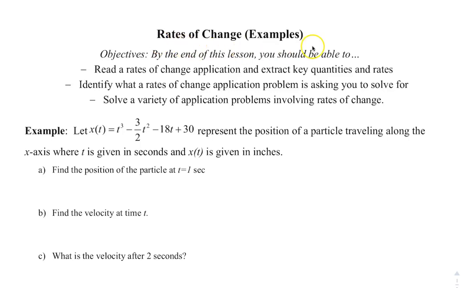Rates of change examples. Objective: by the end of this lesson, you should be able to read a rate of change application and extract key quantities and rates. Identify what a rate of change application problem is asking you to solve. Solve a variety of application problems involving rates of change. So let's get right into it. Let's do a couple examples here.